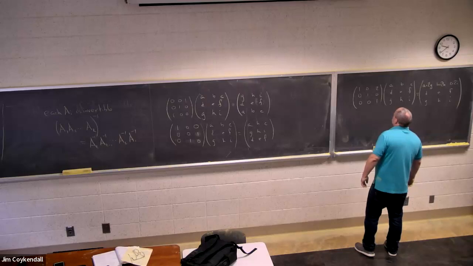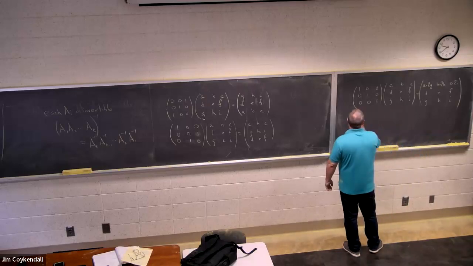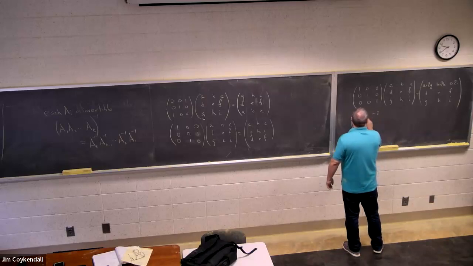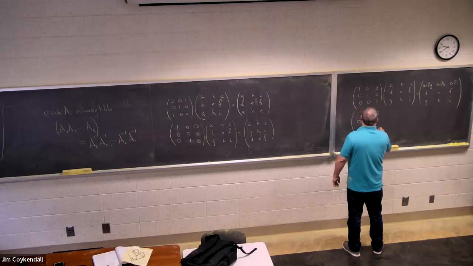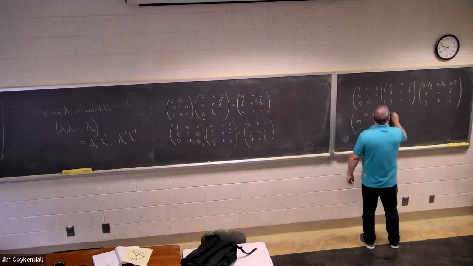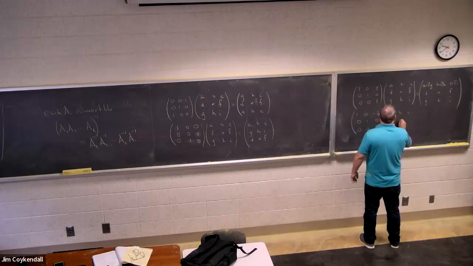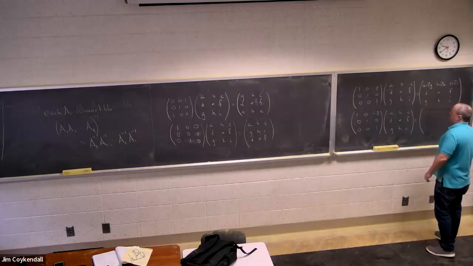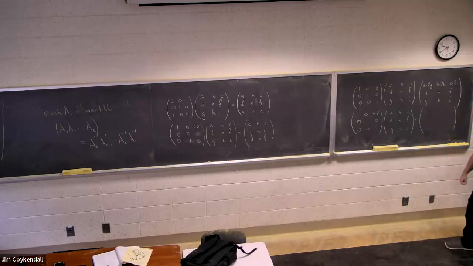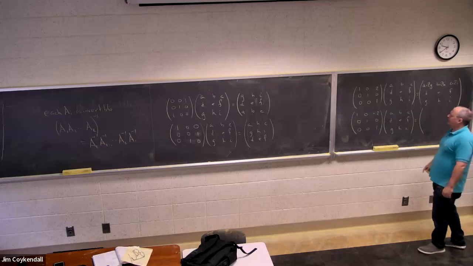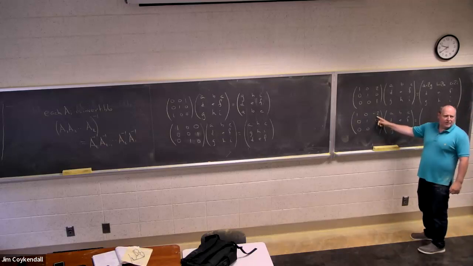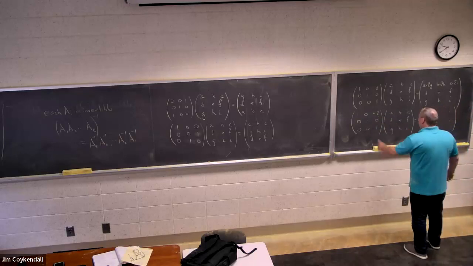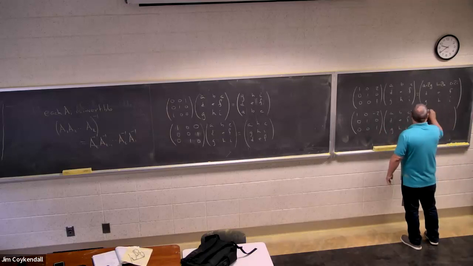Right. The only difference here is -2. So I take -2 times the bottom row and add it to the top.